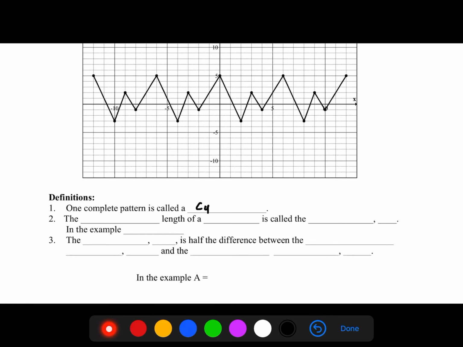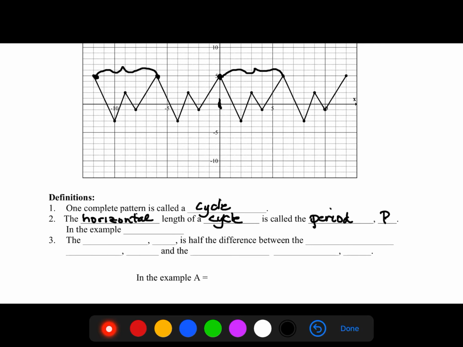So looking at the same graph here, looking at some definitions that we need to know, some properties of periodic graphs. One complete pattern is called a cycle. Okay, so one cycle from our graph here is from where our pattern starts to where it ends and starts again. The horizontal length of a cycle is called the period. So when we talk about the period of a periodic function, that is the distance horizontally from one cycle to the next cycle, and that's represented by a capital P.